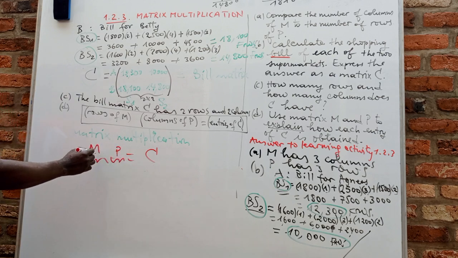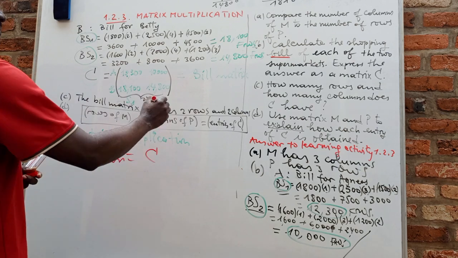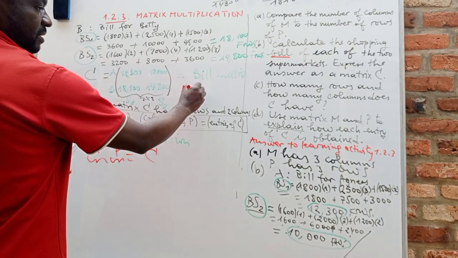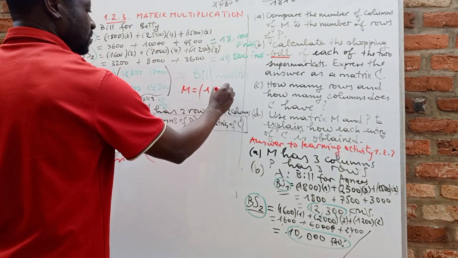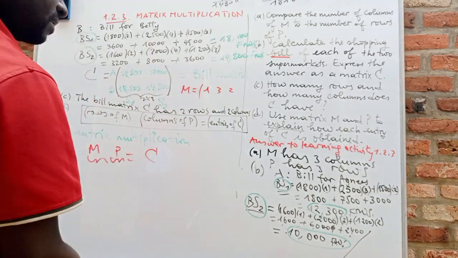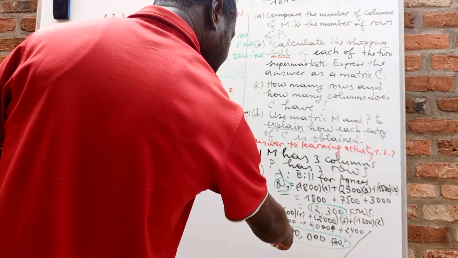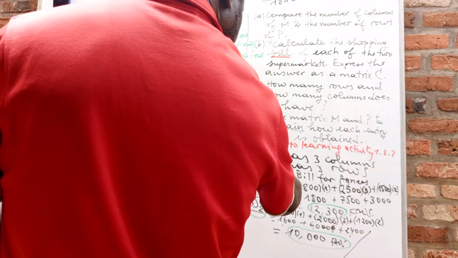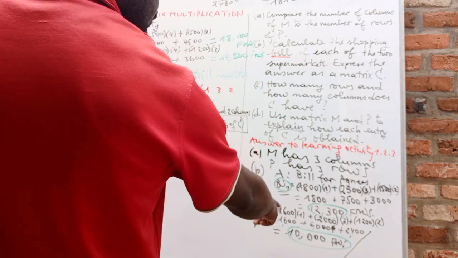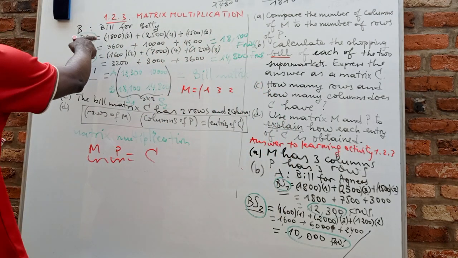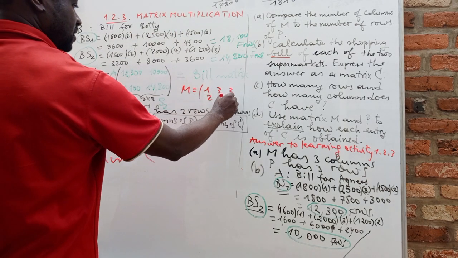So in this case, we had matrix M. It has the first row 1, 3, 2, and the second row, for Betty, was 2, 4, 3.